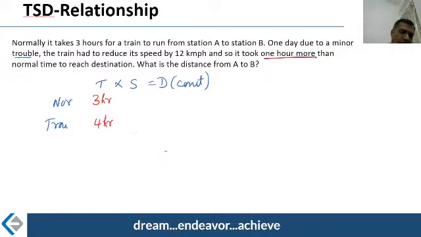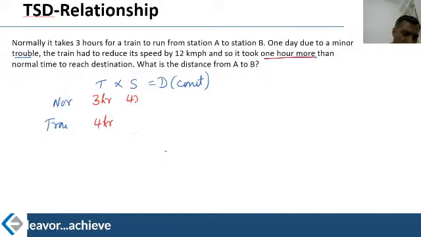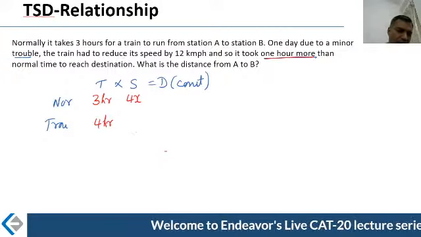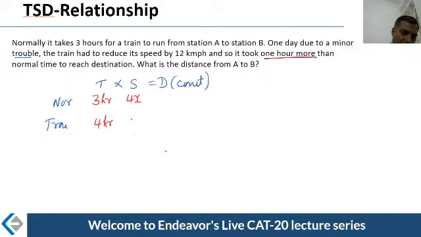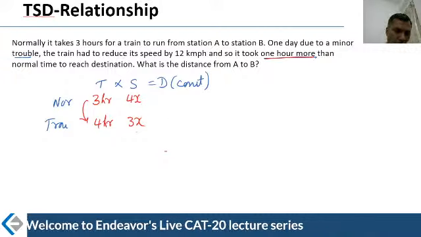Okay, let's take a look at the negative. Now, what is the relationship of speeds? Time and speed are inversely proportional. Therefore, you will say that the normal speed is 4x, and the troubled speed is 3x, inversely proportional to the times. There is 3 by 4 here. Write it in the reverse order, 3 by 4. It's a relationship, a ratio. That's a speed ratio.